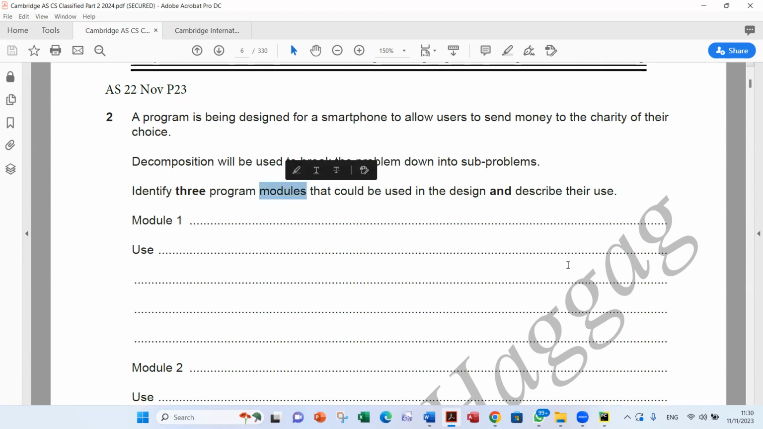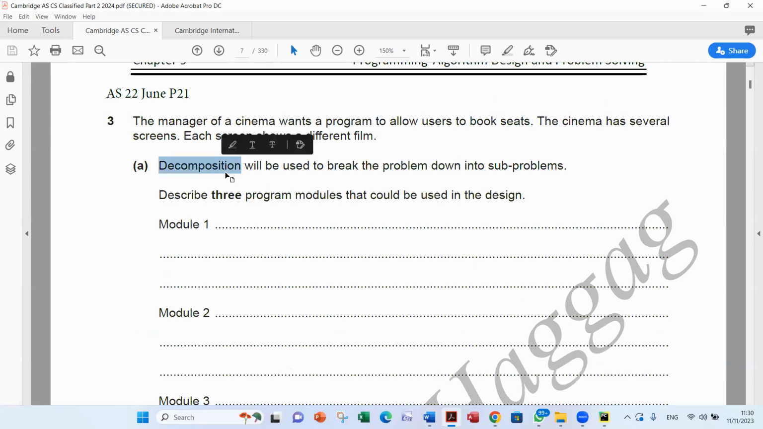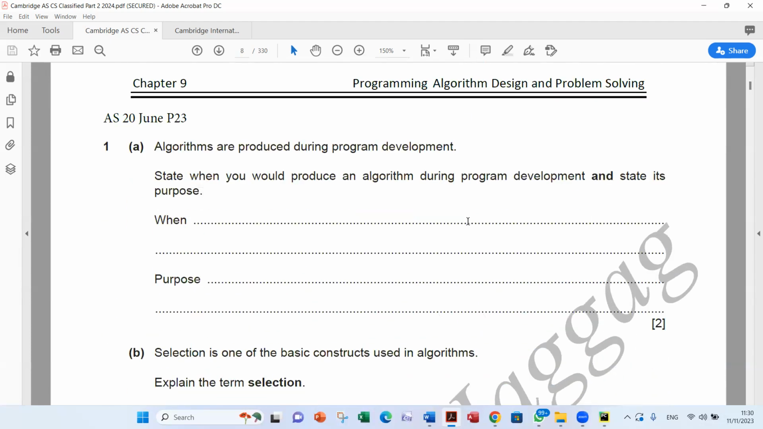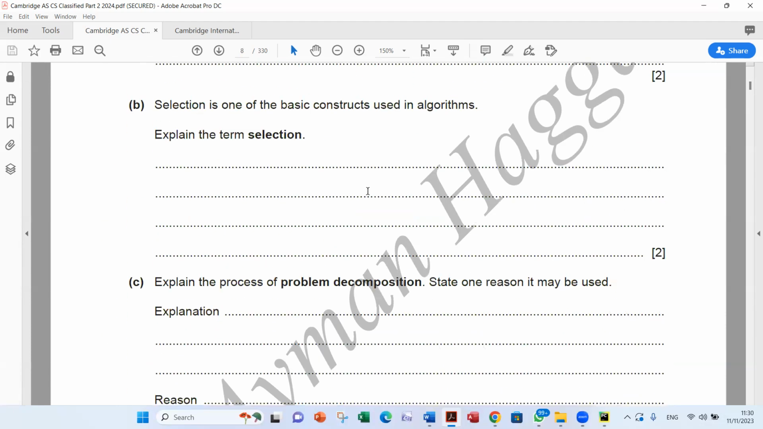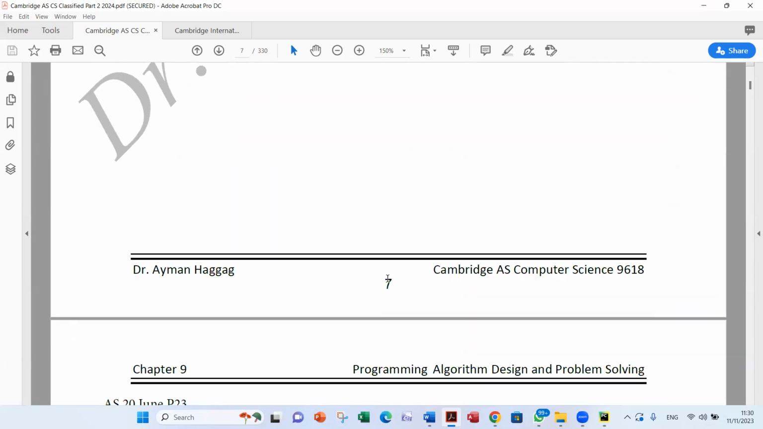identify 3 program modules. I didn't teach you about modules. Decomposition is about making modules. I will tell you more about this. So see, how far can you go? How far can you explain selection? Okay, if you can go up to page 7, that would be fine. Just try doing it. And I will cover this for you next lesson, inshallah.